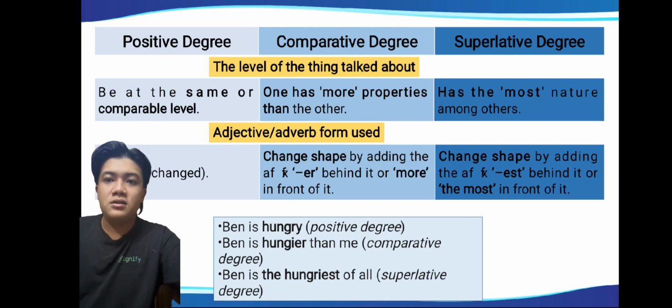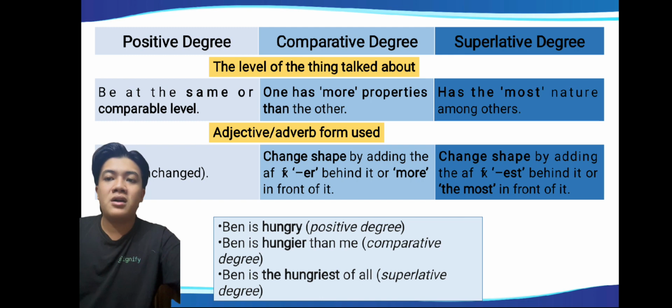Positive degree: the level of the thing talked about is the same or comparable. Comparative degree: one has more properties than the other. Superlative degree: has the most of that quality among others.